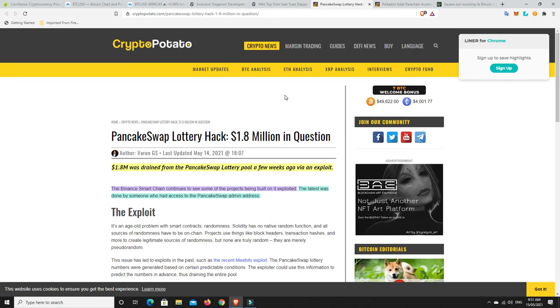Binance Smart Chain, they have had a number of issues. $1.8 million was drained from the PancakeSwap lottery pool a few weeks ago via an exploit. The Binance Smart Chain continues to see some of the projects being built on it exploited. The latest was done by someone who had access to the PancakeSwap admin address. So again, whether they hacked into that or not, at the moment it looks like they just had access, so it was kind of done from within.